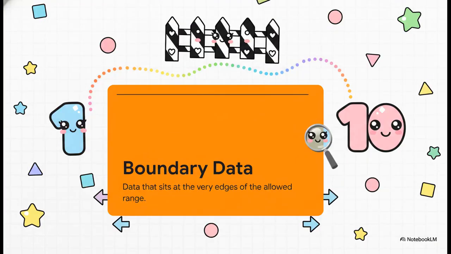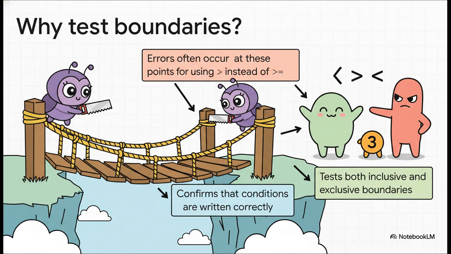Next, we have boundary data. This is where things get interesting. This is data that tests the absolute limits of what's allowed. So if a program is expecting a number between 1 and 10, the boundary data would be, you guessed it, 1 and 10. So why bother with these edges? Well, this is where the sneakiest little bugs love to hide. For example, imagine a roller coaster app that only allows people between 10 and 50 years old. A tiny coding mistake, like using less than 50 instead of less than or equal to 50, could mean a 50-year-old gets turned away. Boundary testing is designed to catch exactly those kinds of small but really critical mistakes.